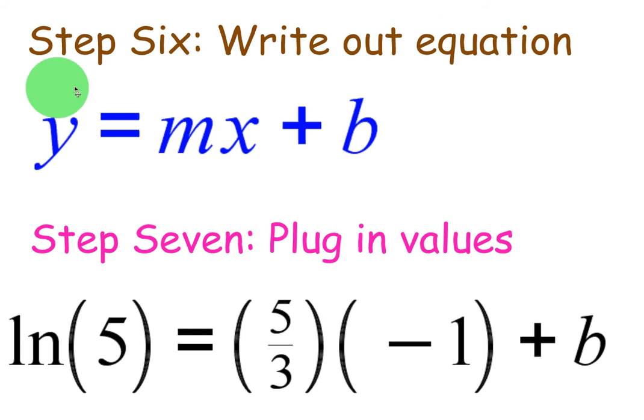Step 6 is to write the equation for a line, y equals mx plus b. Step 7 is to plug in the values. I know my y value is natural log of 5. I know my b value, well, I don't know that yet. I know the m value is 5/3, and I know the x value is -1. So I'm going to plug that stuff in and solve for b.